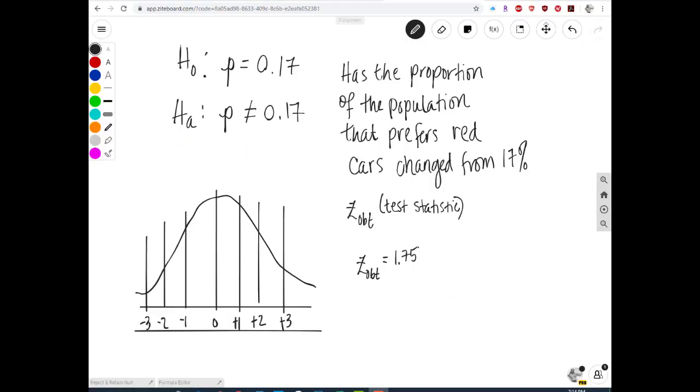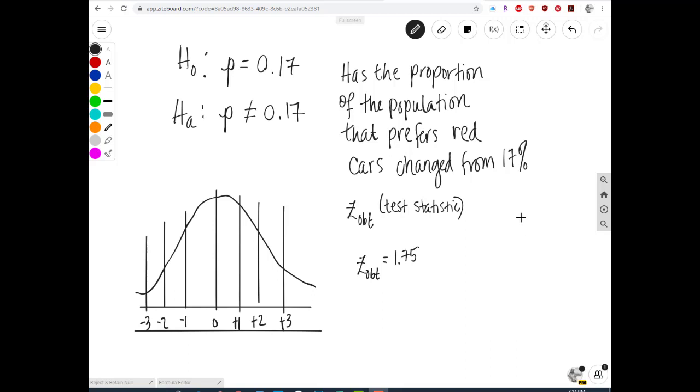Okay, so here I have a very simple scenario. We're just going to use a random proportion. I just happen to pick the proportion of the population that prefers red cars. We're just going to keep it super simple, nothing complex, just who likes red cars. And we want to know, has the proportion of the population that prefers red cars changed from 17%? So at some point, there was some study done that found some proportion of the population liked red cars, and we want to know if that's changed.